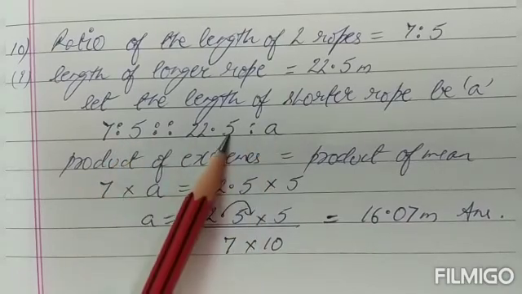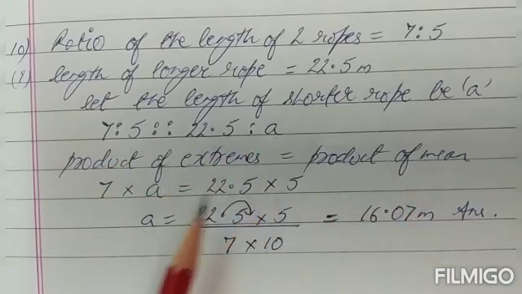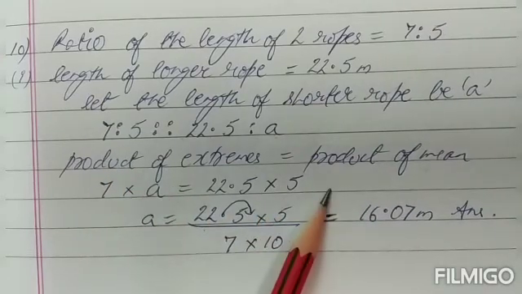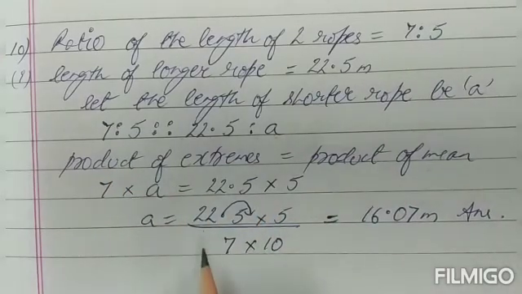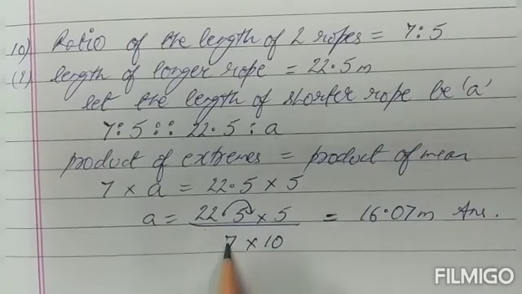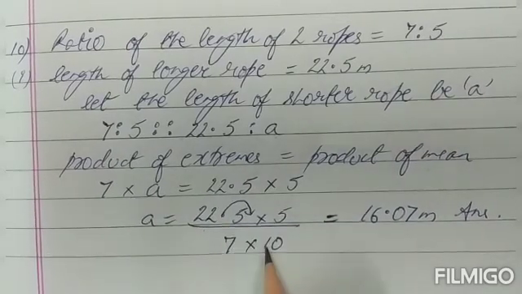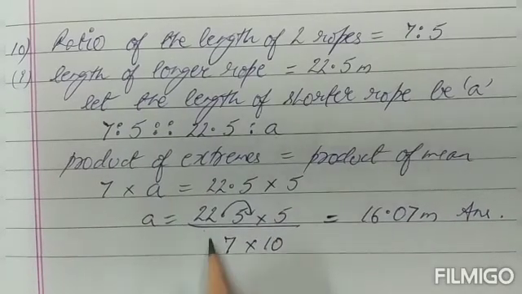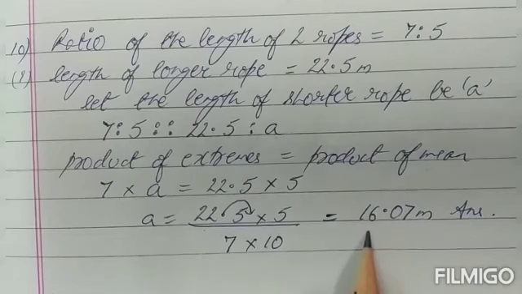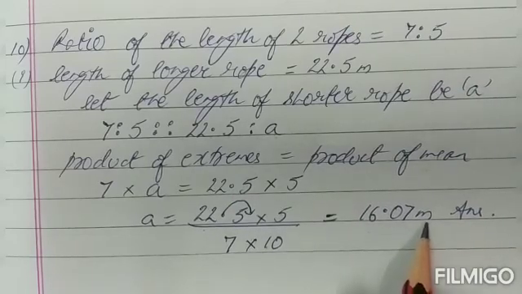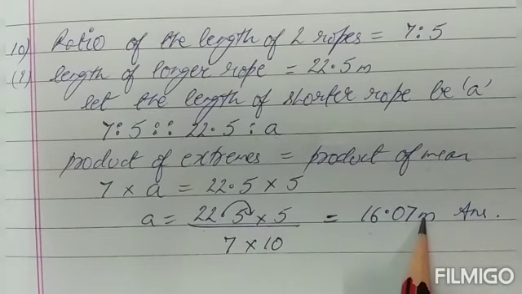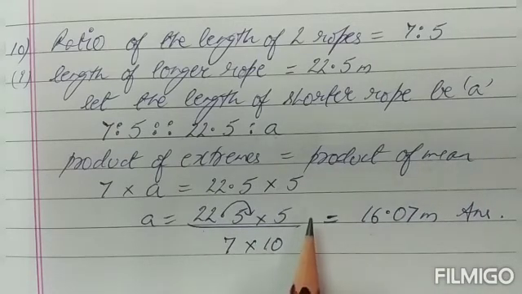Now product of the means is equal to the product of the extremes. Now 7 into A is equal to 22.5 into 5. Now when we are reducing it, children, this 7 will be brought on the other side. Now when I remove the decimal, I will write a 10 over here and I can start reducing them. Once I start reducing them, you will come to the answer, that is 16.07 meters. So that is how we complete the 10th first part, and the second part will be done in the same way. Okay?